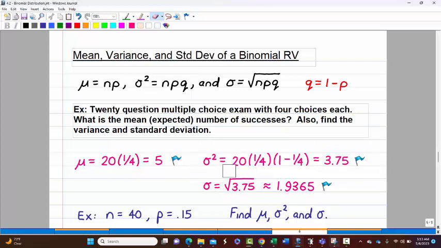So this variance, just calculate it. 20 times 1/4 times q, which is 1 minus 1/4, is 3.75. Standard deviation, just square root of that.